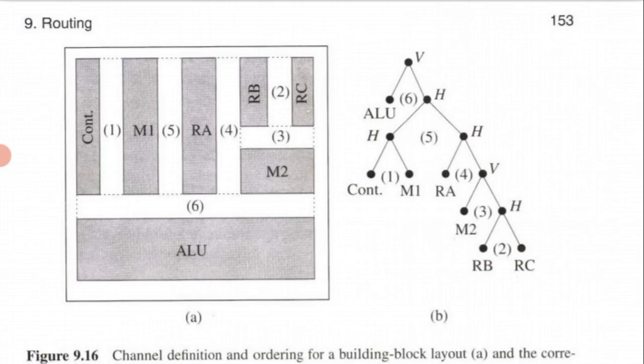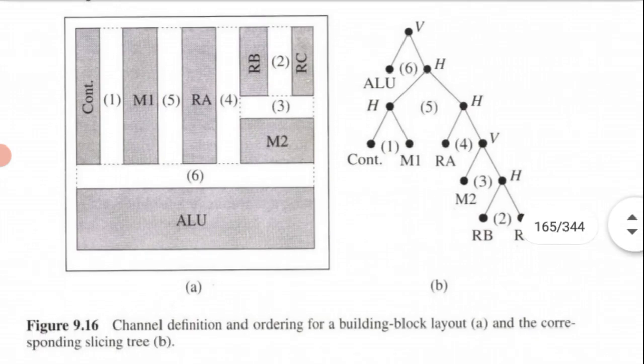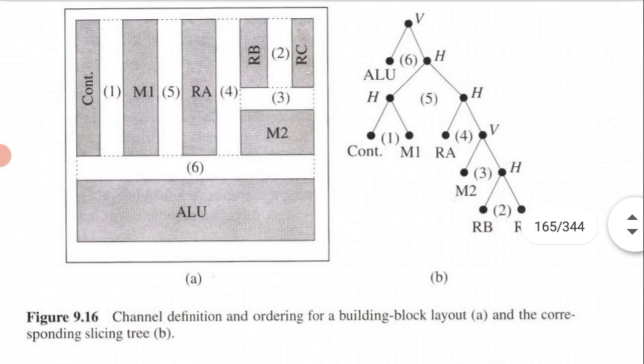The first figure shows the building blocks, and the second figure shows the corresponding slicing tree, which we already studied how to draw. We go for the smaller cells, then they are connected in the horizontal manner with M2 in the vertical. That is how you draw the slicing tree.